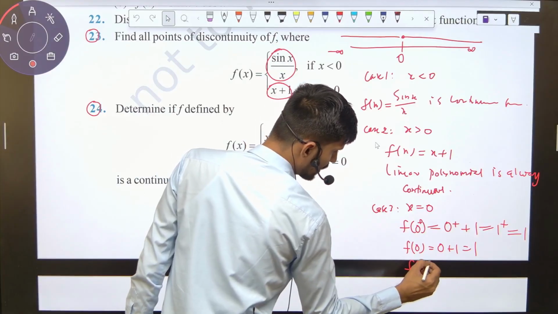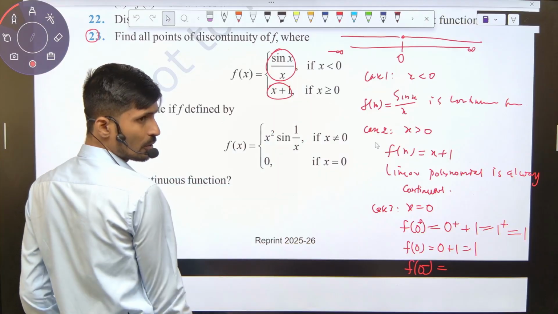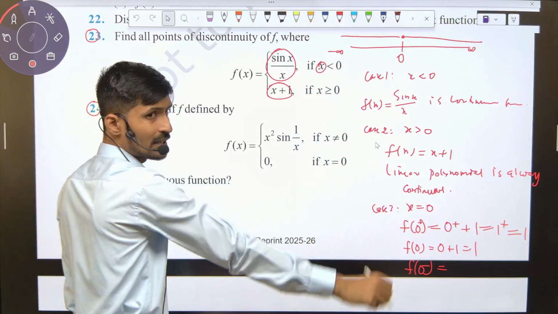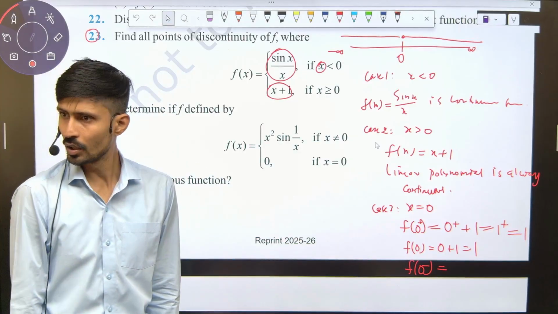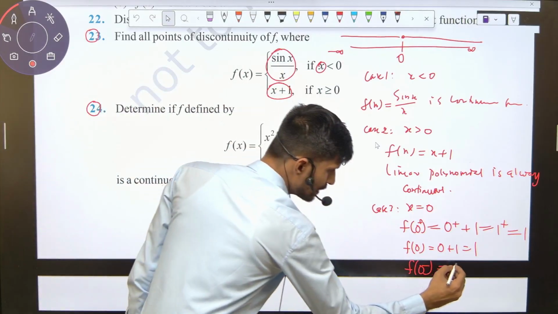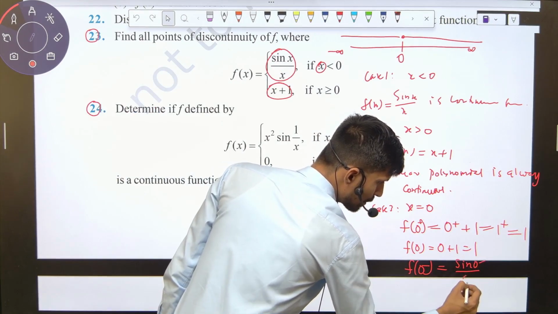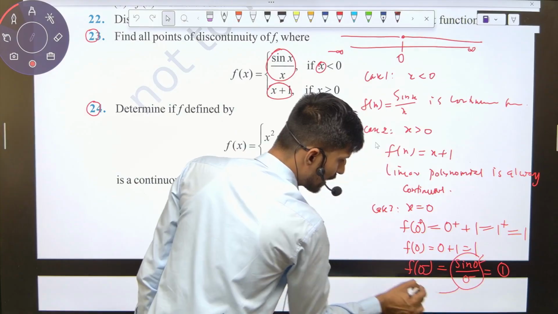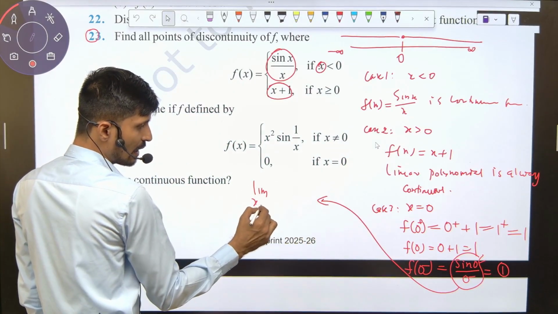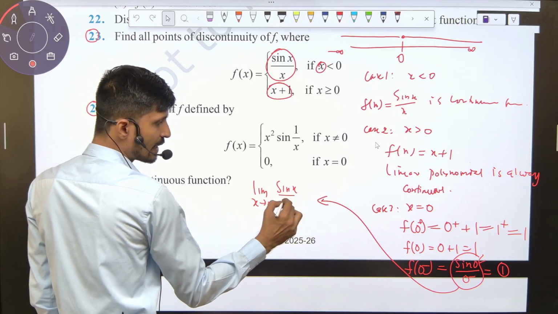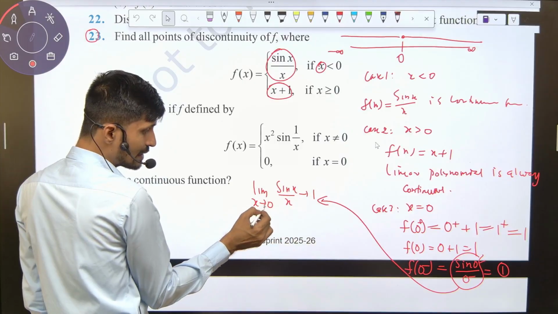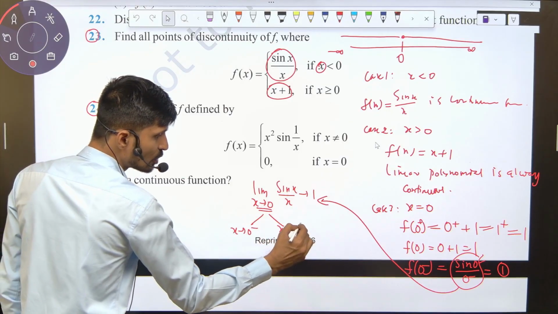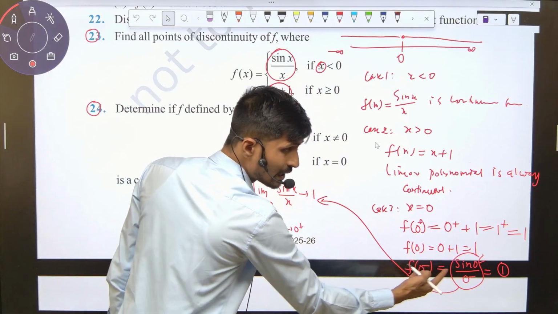Now what is f of 0 minus? First or second? First, because 0 minus is less than 0. 0 minus is negative, and negative is less than 0. It means that will become sin 0 minus upon 0 minus. Do you remember? That will become 1. We are applying a formula here. Do you remember limit x tends to 0, sin x by x is 1? And do you remember x tends to 0 had two meanings, x tends to 0 minus and x tends to 0 plus also. So x tends to 0 minus is coming here. That's why the value will be 1.